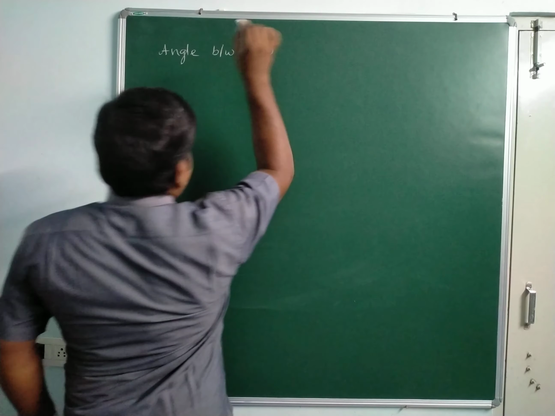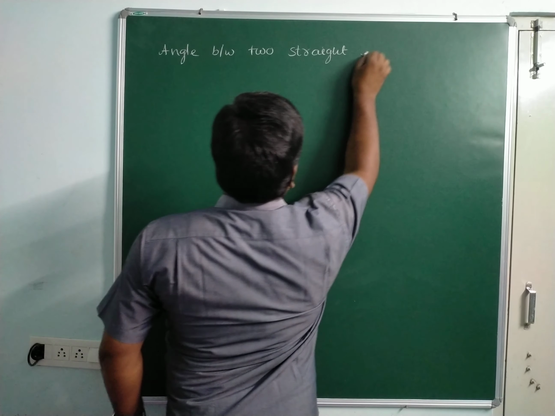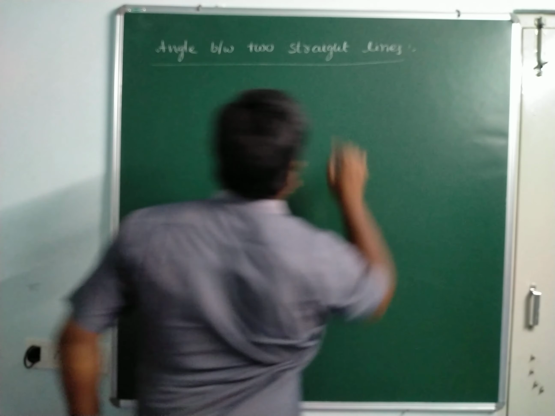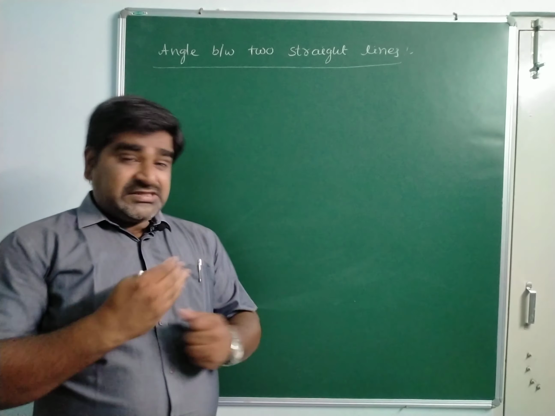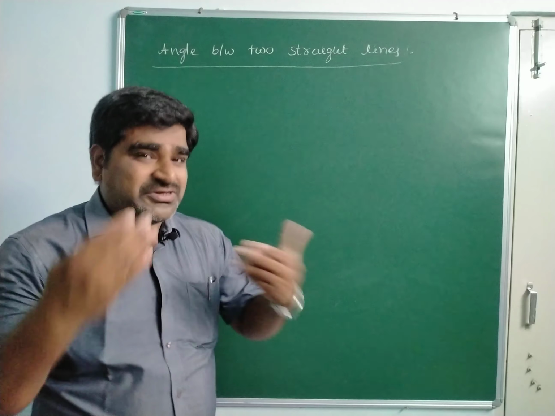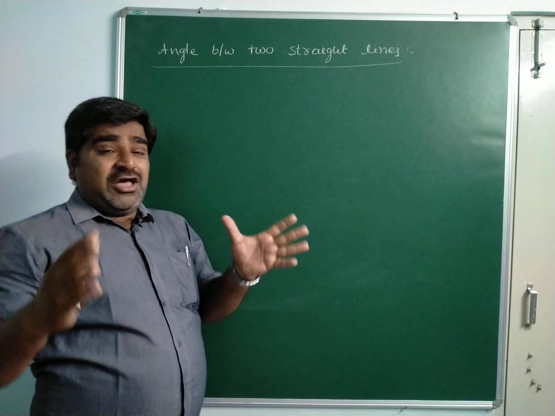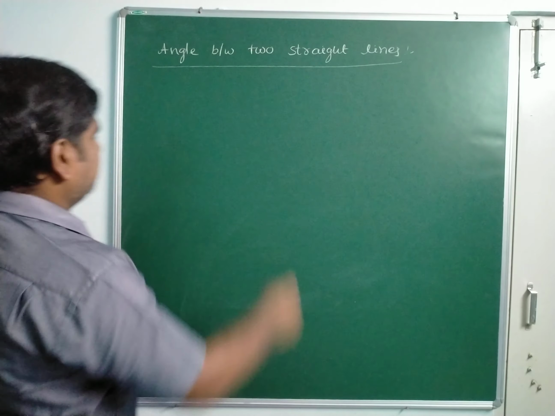So now the next concept is angle between two intersecting straight lines. But in part 1, we discussed the angle between two straight lines when the slopes are given. But here, we are going to discuss the angle between two straight lines when the equations of the straight lines are in general form. So let us discuss.